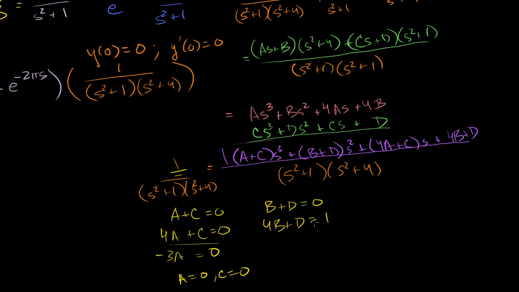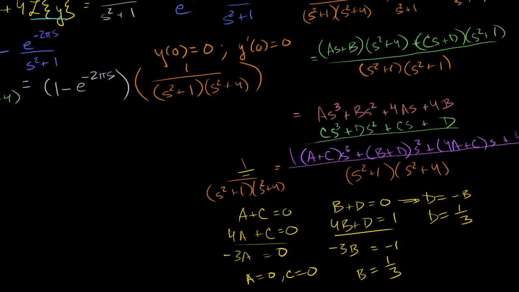And let's see what we can get here. If we subtract this from that, we get minus 3b. The d's cancel out, is equal to minus 1. Or b is equal to 1/3. And then, of course, we have d is equal to minus b, right, if we subtract b from both sides. So d is equal to 1/3. So all of that work, and we actually have a pretty simple result.